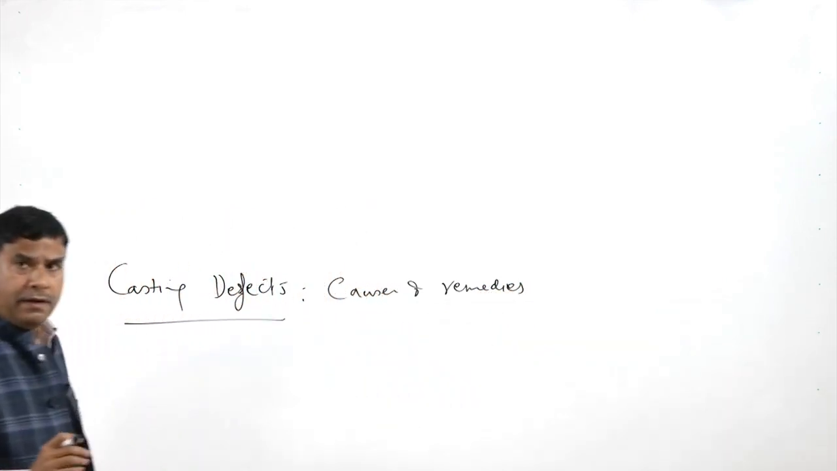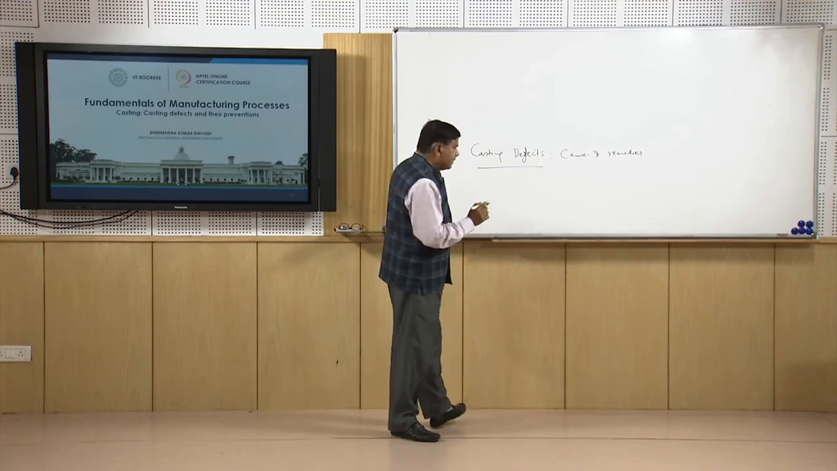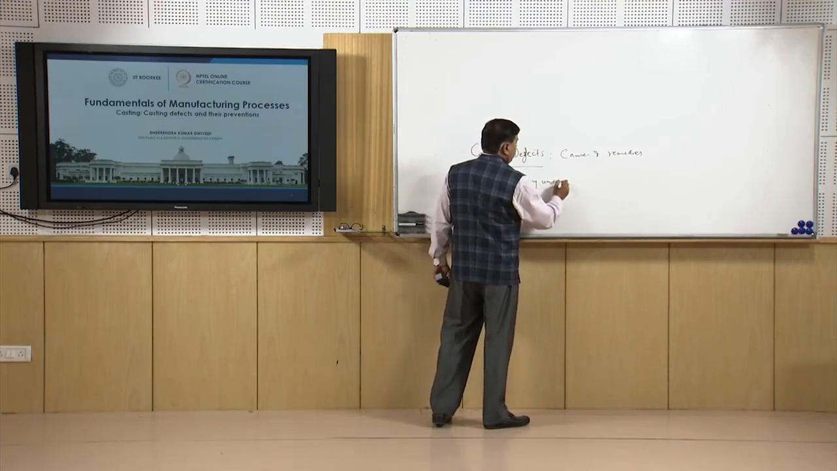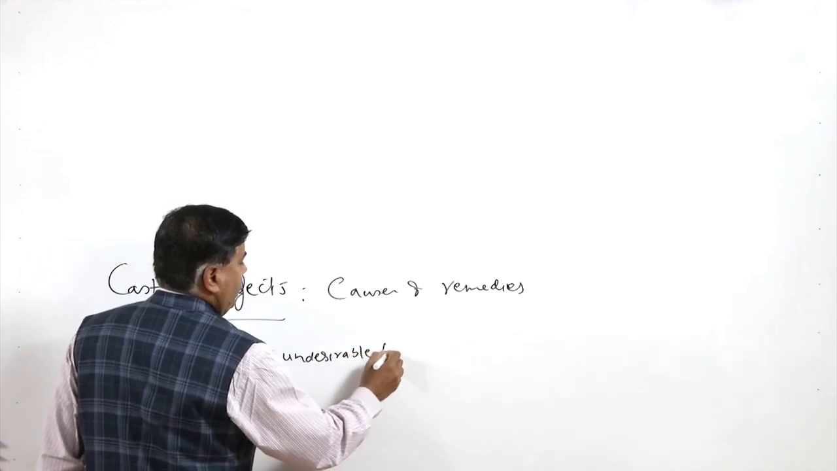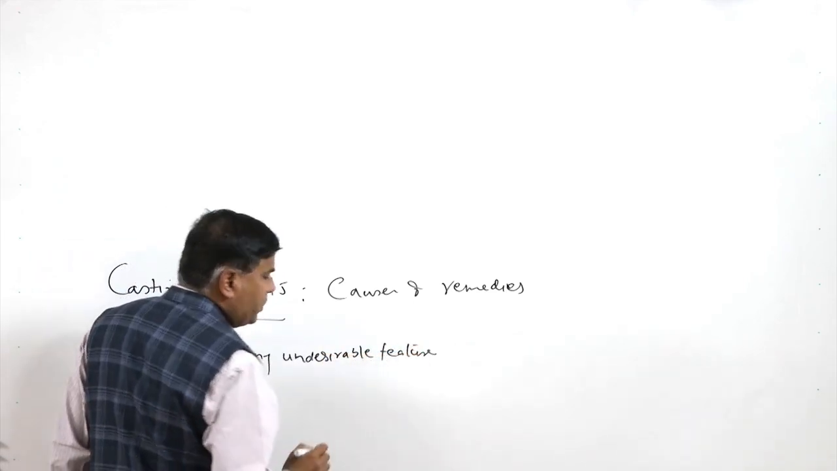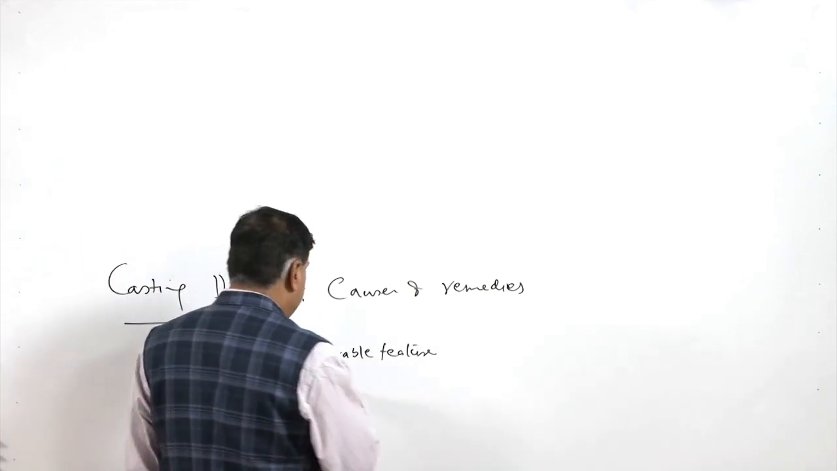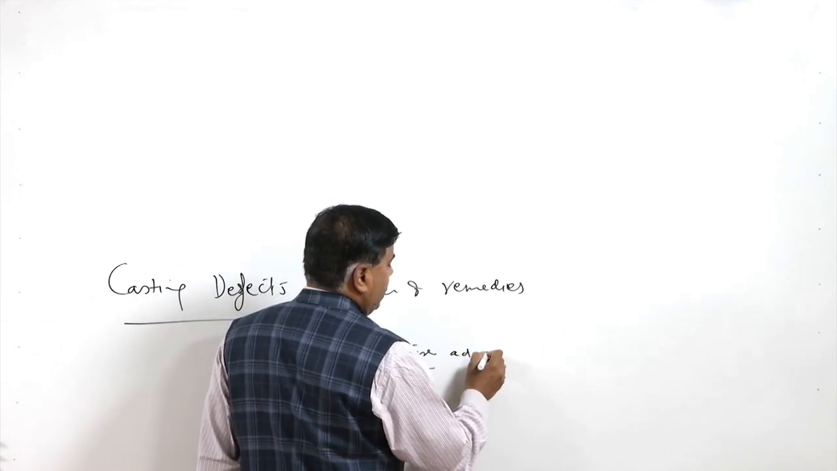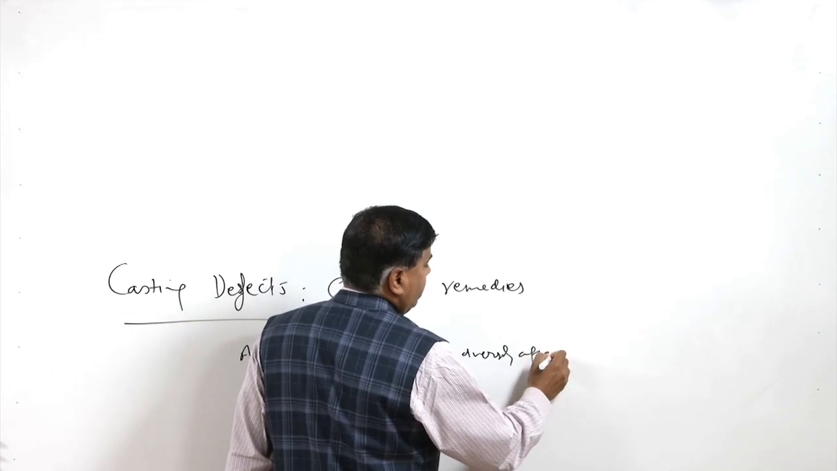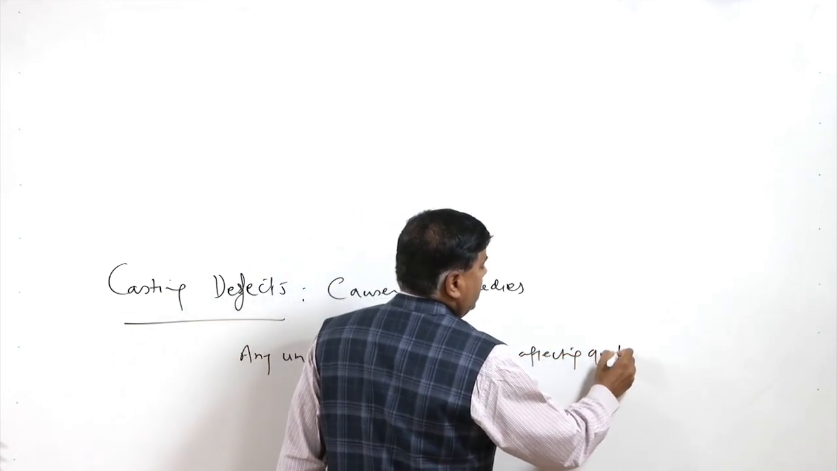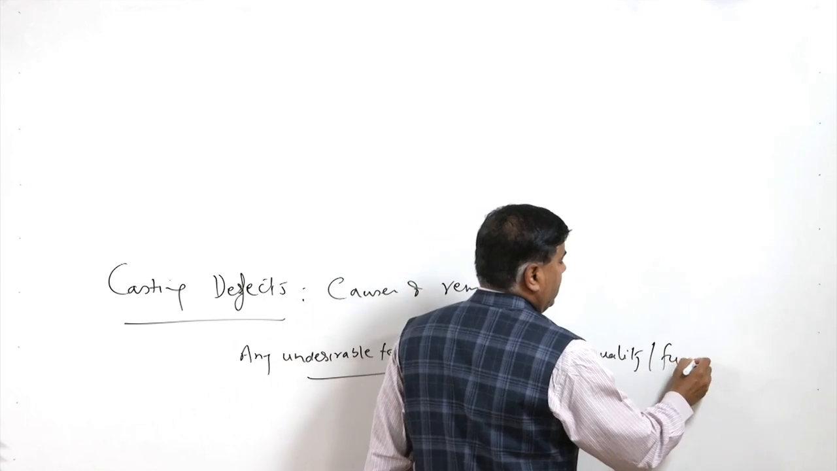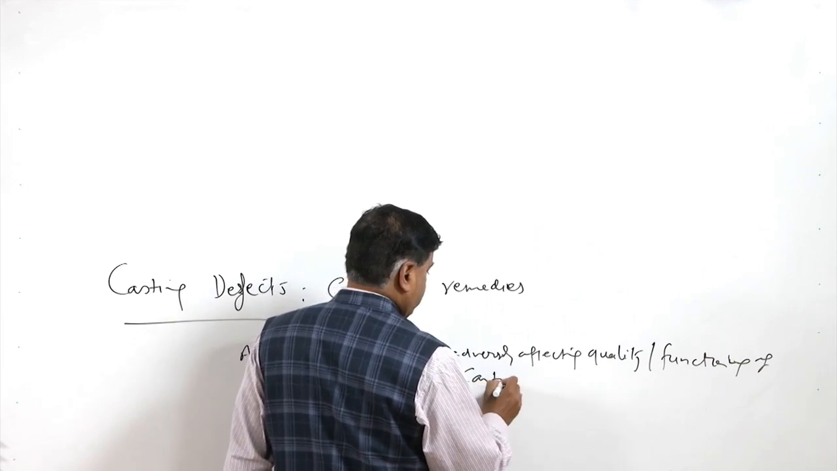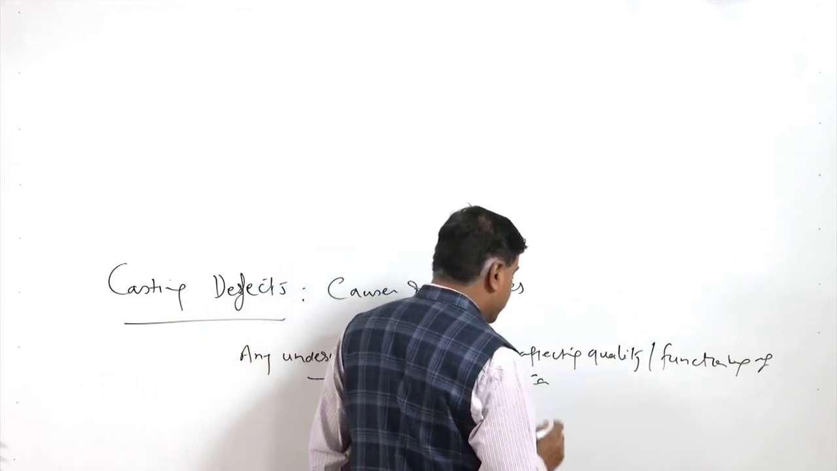To define a casting defect, any undesirable feature which is adversely affecting the functioning of the casting, adversely affecting the quality and the functioning of the casting, can be considered as a casting defect.